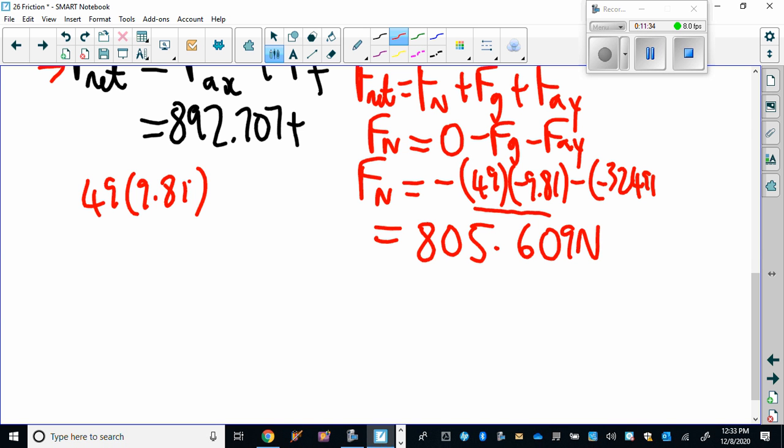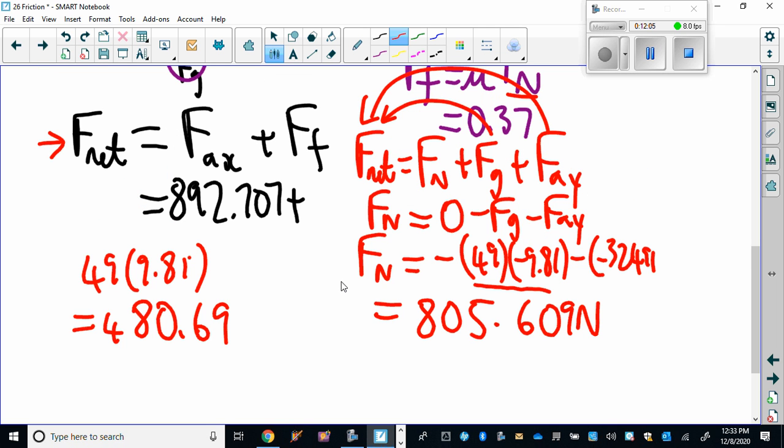That would be 480.69. So that's interesting, because if the box is just sitting there, the normal force is 480. Because you're pushing it with 900 newtons of force, the normal force is 805. So close to double the force, because you're pushing it into the ground. So the ground has to push back with more force so that it doesn't accelerate.